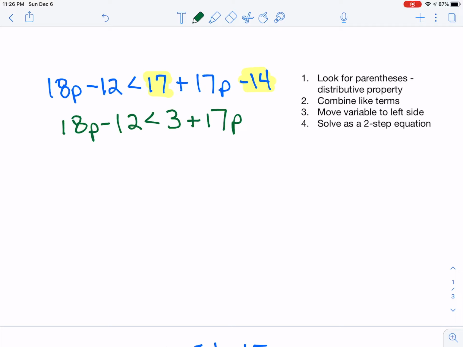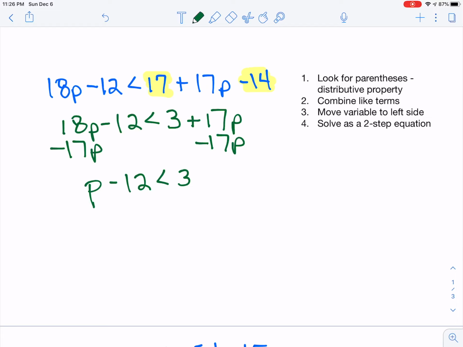The next thing says move the variable to the left side. I actually have my variable on both sides. I have an 18p on the left and a 17p on the right. So to move that 17p to the left, I have to do minus 17p because I have to do the opposite. 18p minus 17p is going to leave me with just 1p. So I have p minus 12 is less than 3. And the 17p and the minus 17p canceled out.